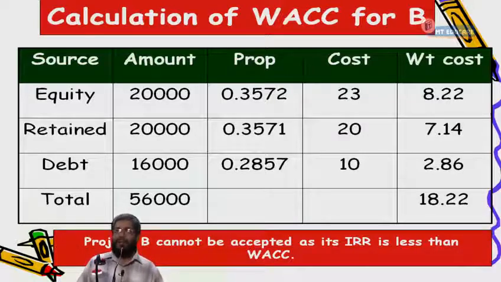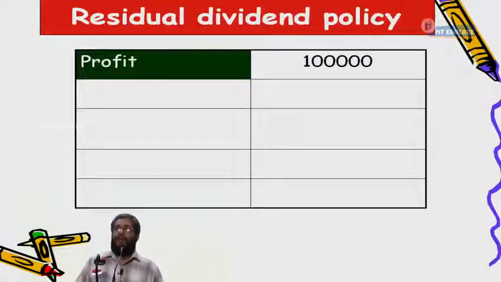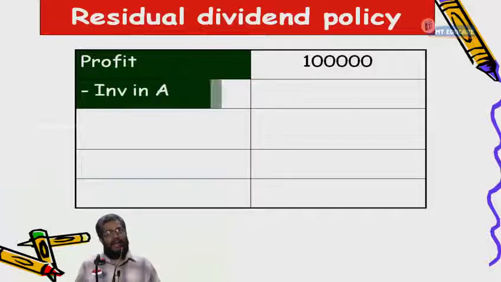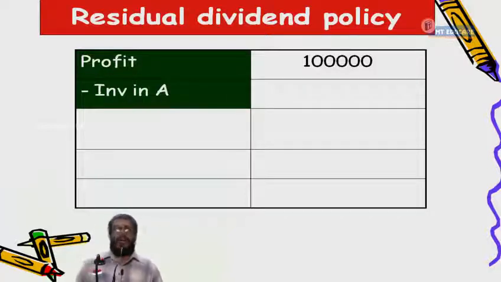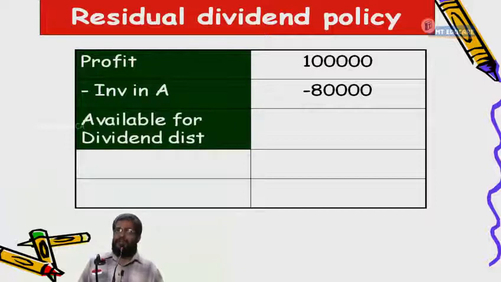Can I proceed now? Profit 1 lakh. Do along with me. What does the residual policy say here? After meeting the investment need, anything balance goes to shareholders. Minus investment in A, 80,000. The balance is available for distribution. How much is available for dividend distribution? 20,000.